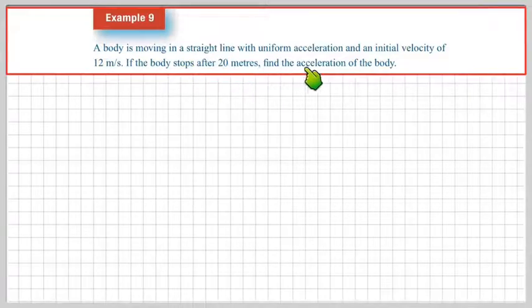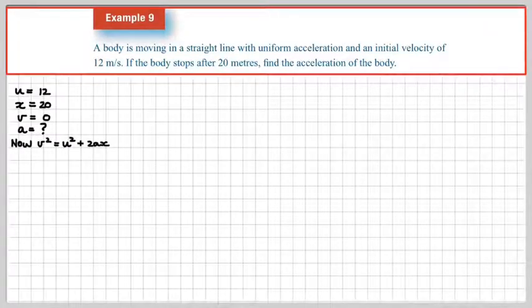How are you going to find a? I think I know. I've just twigged. Write down your variables. u is 12, x is 20, v is 0, and a is what? That's what we've got to find out. Do you notice there's no time mentioned anywhere there? I think, therefore, it's a case for this formula here, and we can just plug and play now.